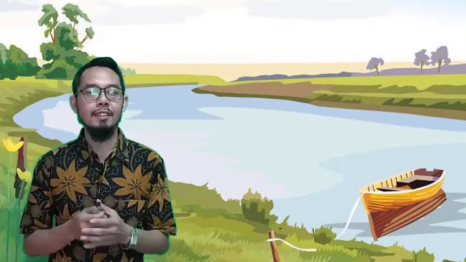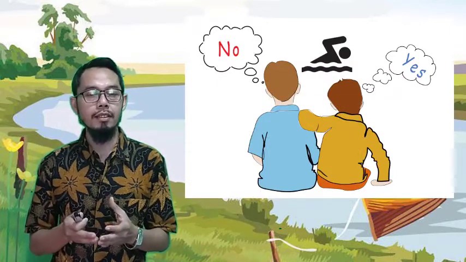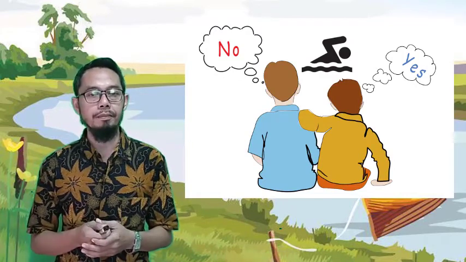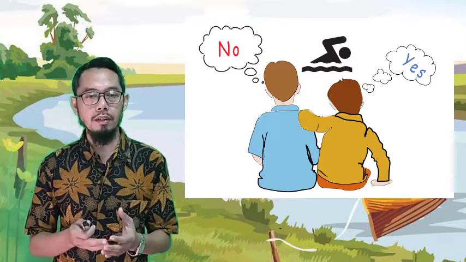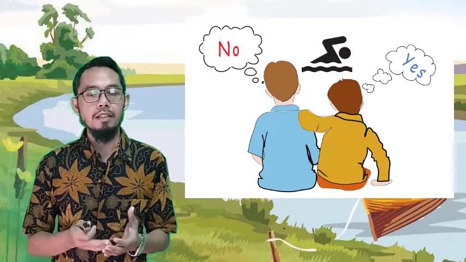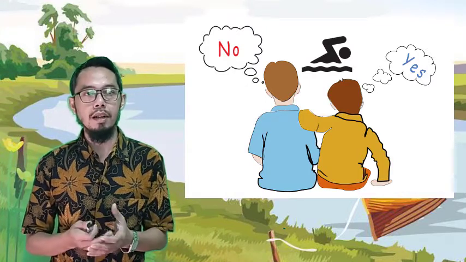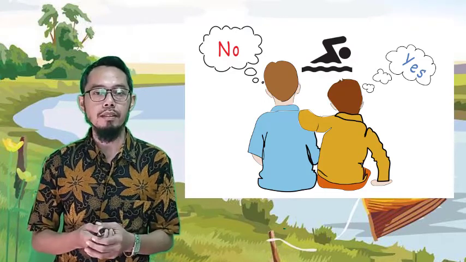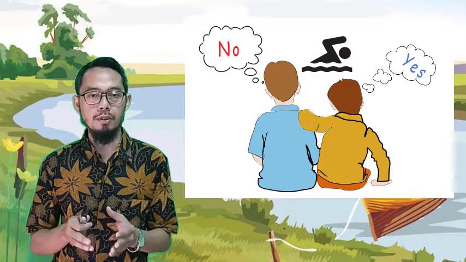Now let's get started. Let's have a look at the picture. I'll give you time to identify what's in the picture. But before you identify the picture, I'll give you some clues: the one who wears the orange clothes is Dafa, and the other one is Ahmad. The explanation is that Dafa lives near the Mahakam River, but Ahmad, who is his friend, lives far away from the Mahakam River. Today, they are talking about swimming.